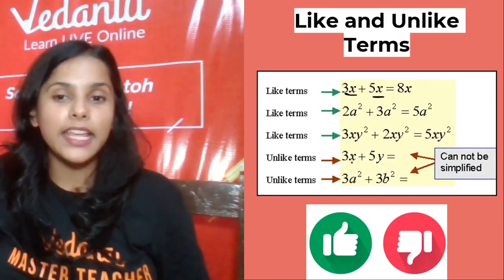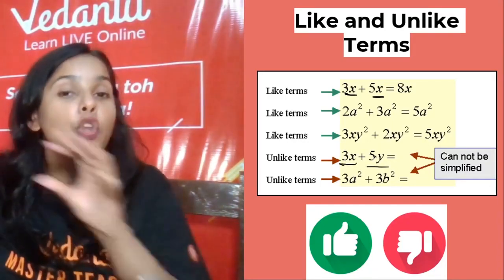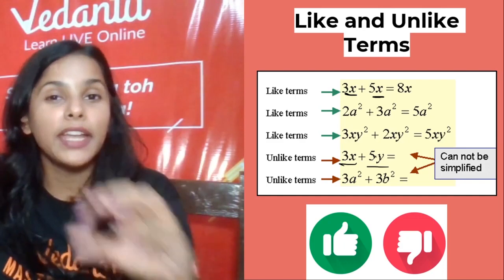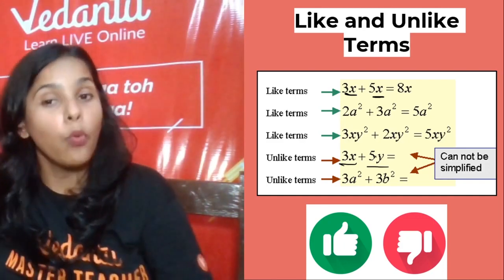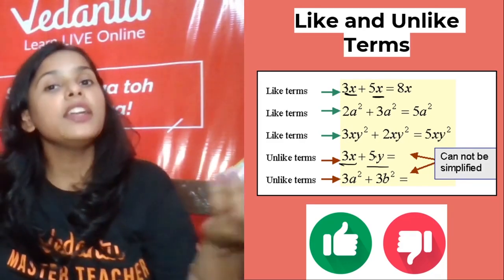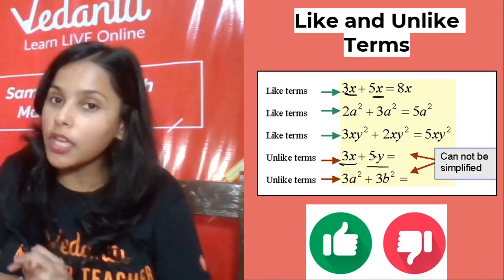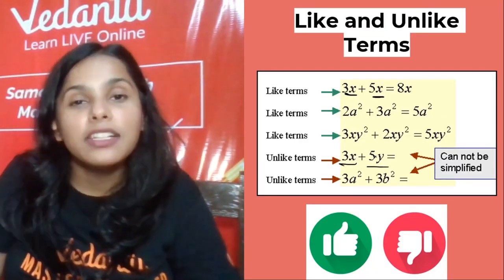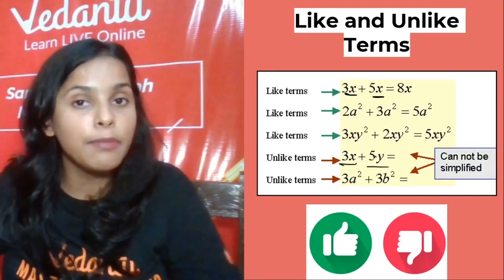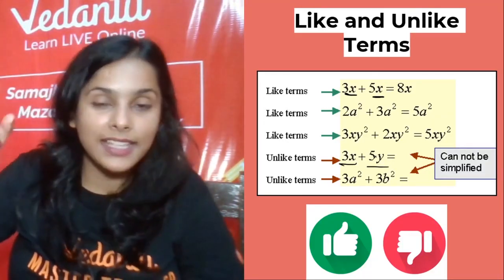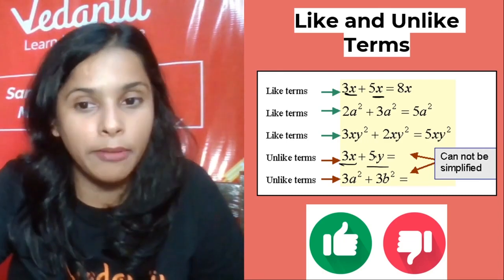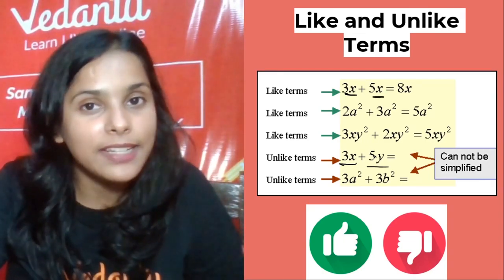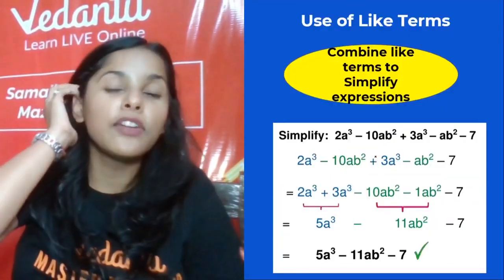For example, let us take 3x and 5y. We cannot add and subtract them. Why? Because they are different terms, they are not like terms. You can only add and subtract like terms. Like terms are those terms which have the same variable with the same power. Okay, clear to everybody?